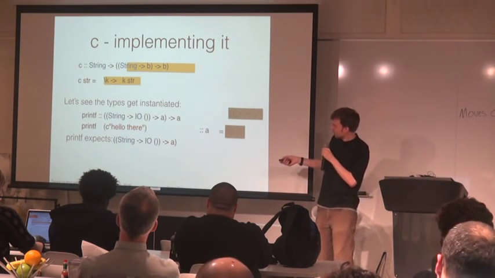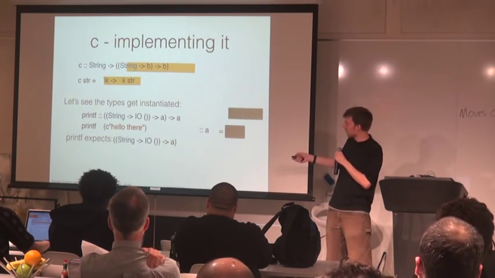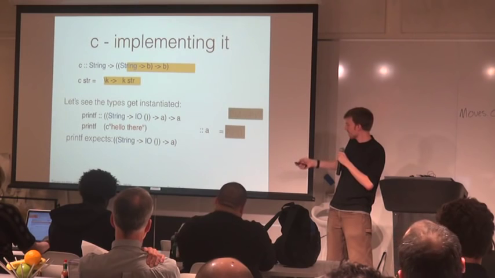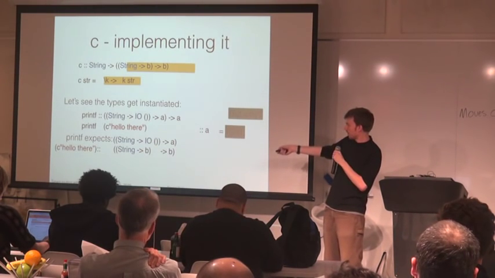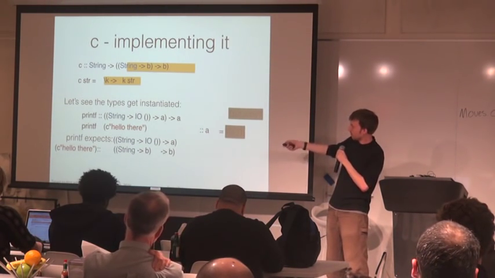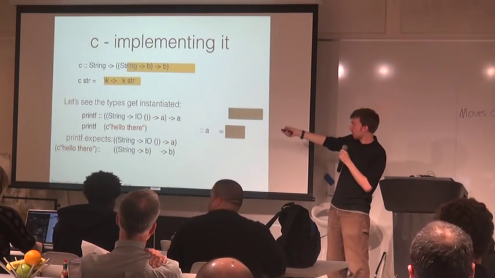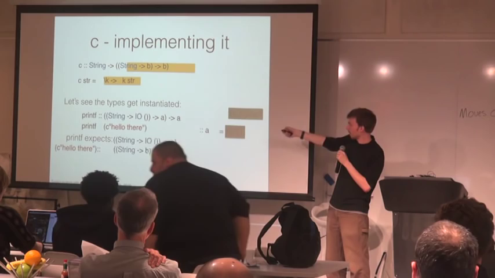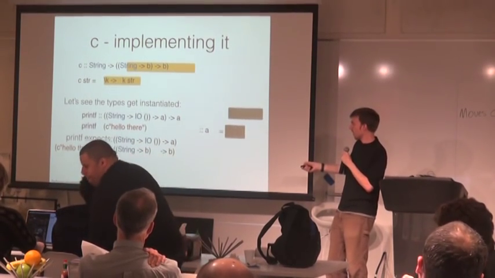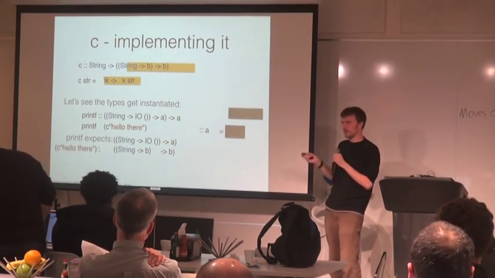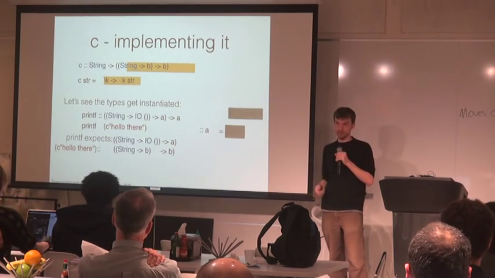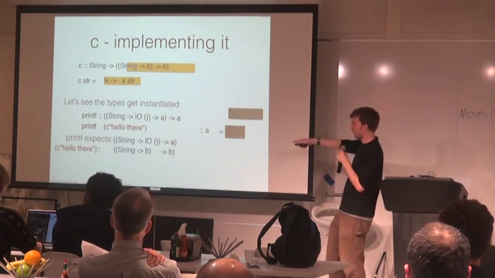So printf expects this string to IO to A as its argument. That's what we said. And hello there, C of hello there, has this string to B type, right? Once we've applied the constant, that's this argument, we get back this thing. So we have to figure out, and this is that instantiation process we were talking about right at the beginning, what these type variables are.